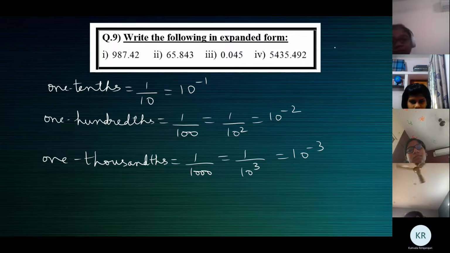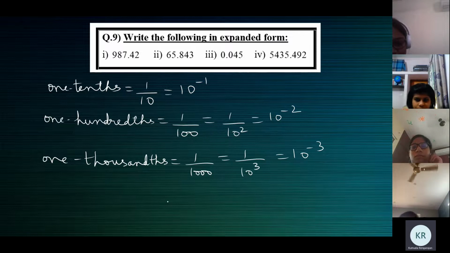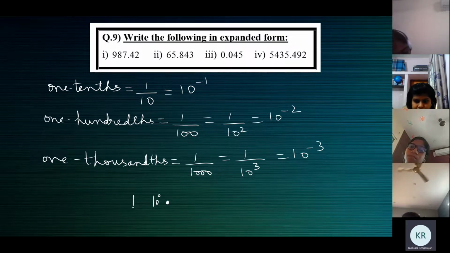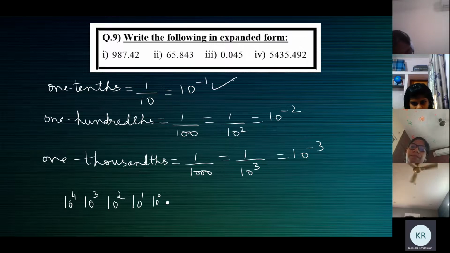So we have the place values like this, the decimal point here, then units place, which is 10 to the power 0. Units place, that is 1. 10 to the power 0 is 1. Then tens, 10 to the power 1. Hundreds, 10 squared. Thousands, 10 cubed. 10,000s, 10 to the power 4, and so on. After the decimal point, we have 10 to the power minus 1, then 10 to the power minus 2, then 10 to the power minus 3, and so on.